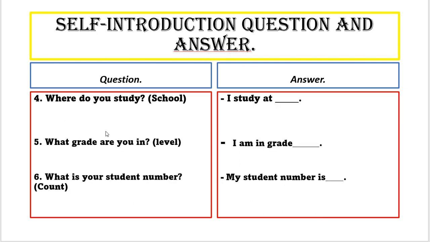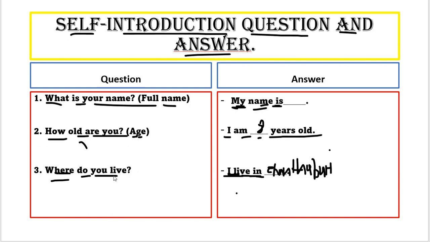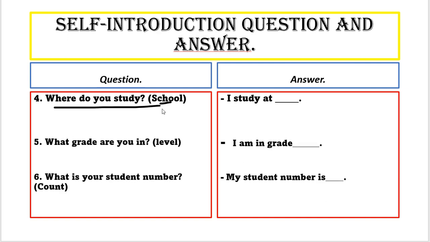Next, number four, where do you study? The previous one was asking about the location, your place, your hometown. But this one is asking about your school, the name of your school. So you can say, I study at Wat Borapa Petearam School. That is the name of your school. Where do you study? I study at Wat Borapa Petearam School.